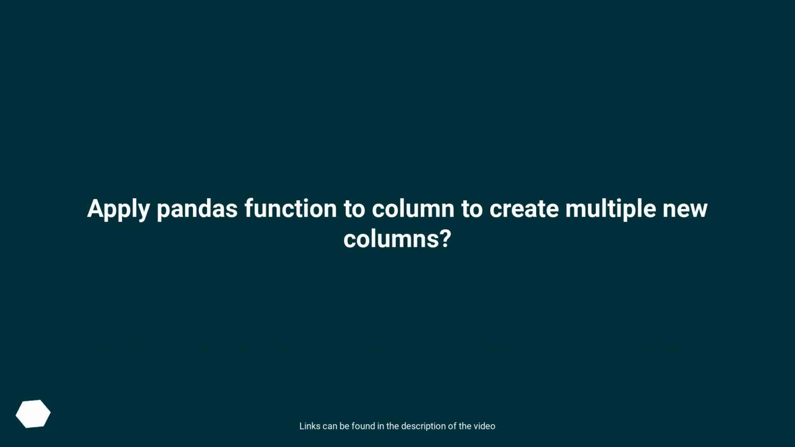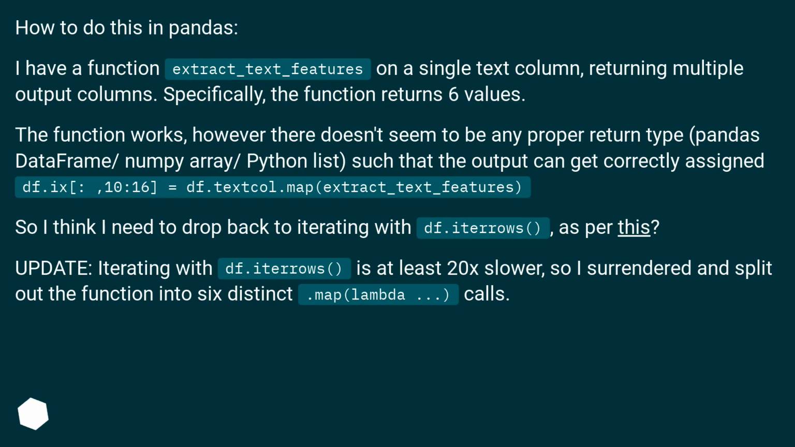Apply pandas function to column to create multiple new columns. How to do this in pandas? I have a function extract text features on a single text column, returning multiple output columns. Specifically, the function returns 6 values.